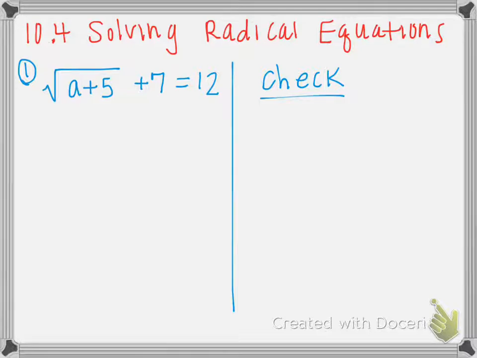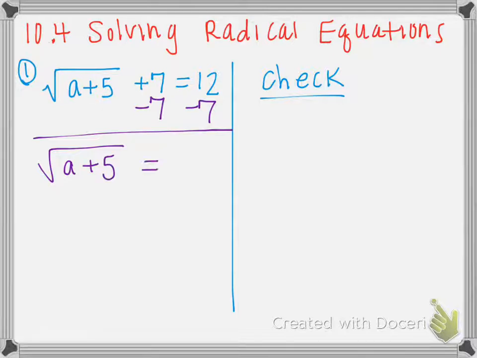So we're going to undo the addition of 7 by subtracting 7 from both sides first. You're going to get the square root of a plus 5 equals 5. Now to undo a square root, we can square both sides. So I'm going to square the left and square the right.